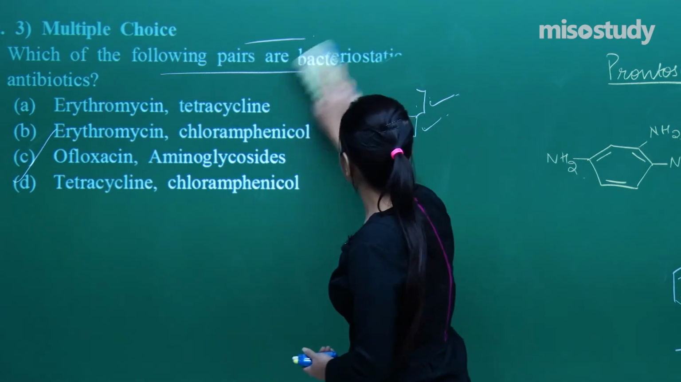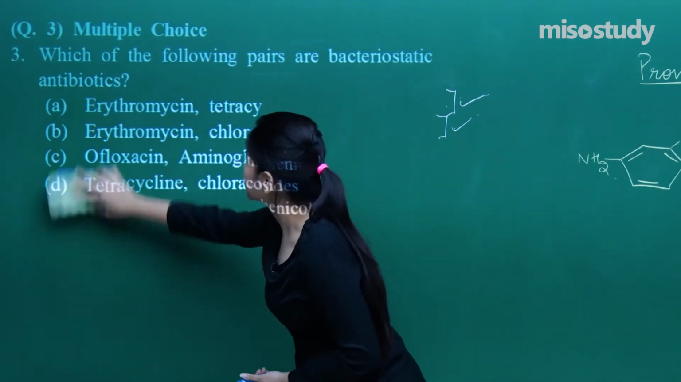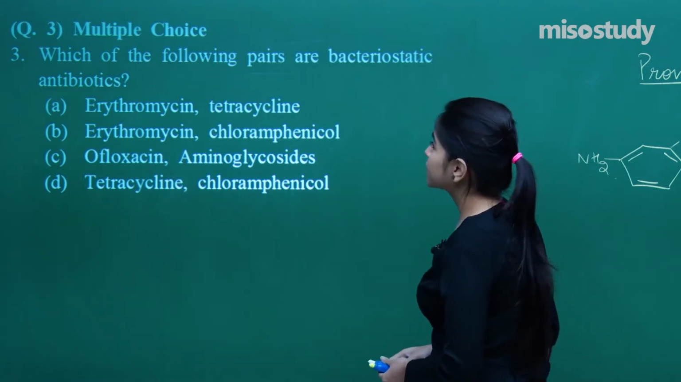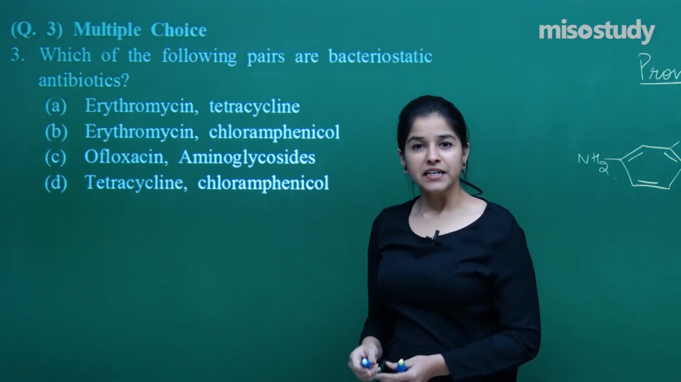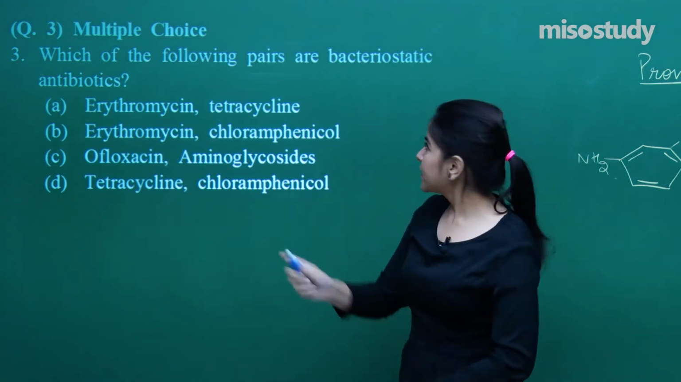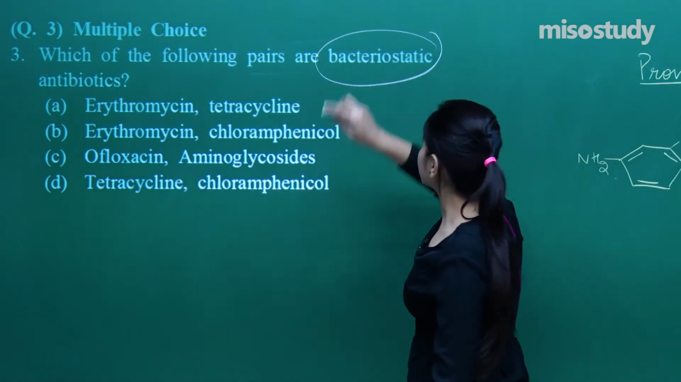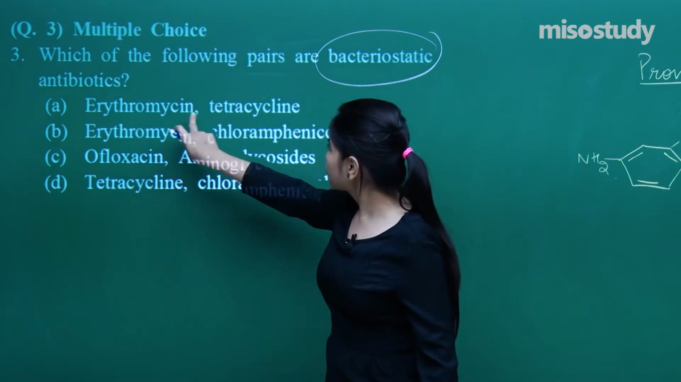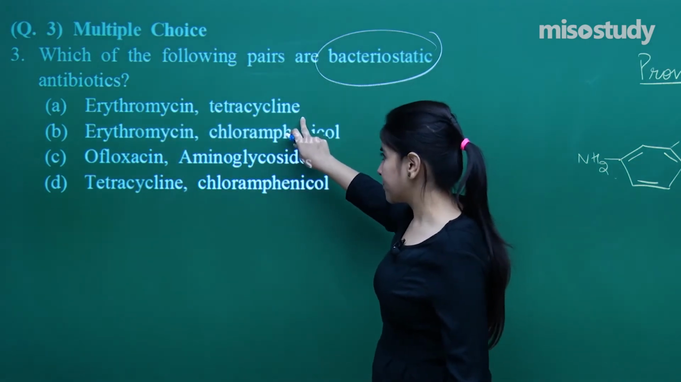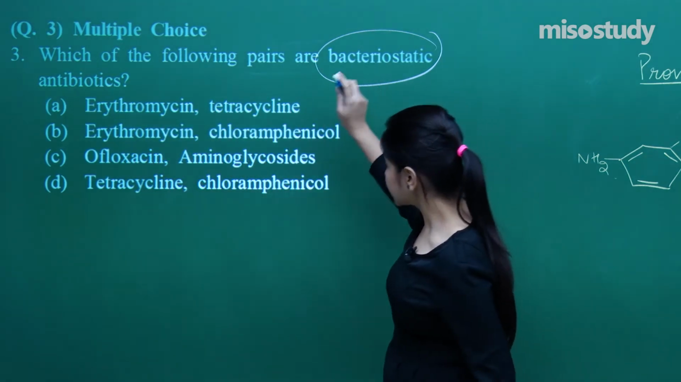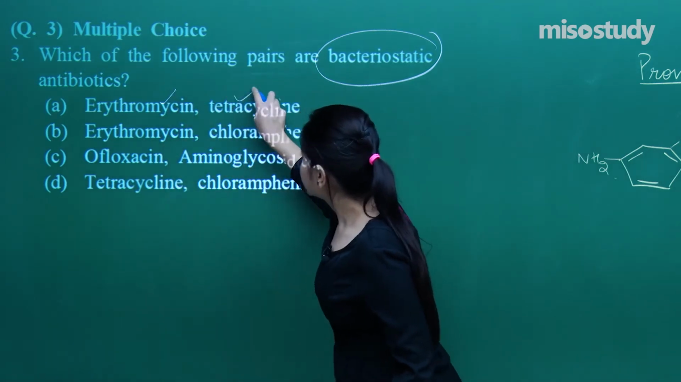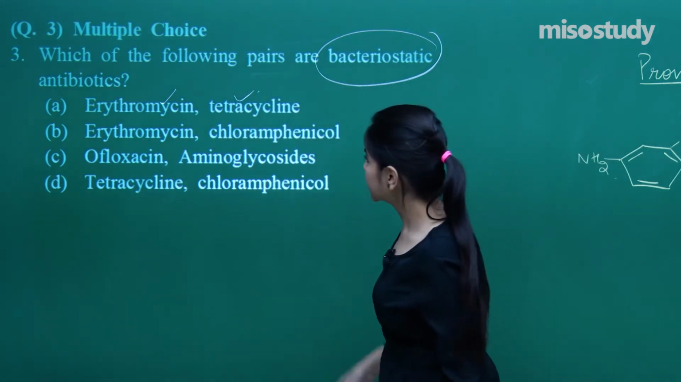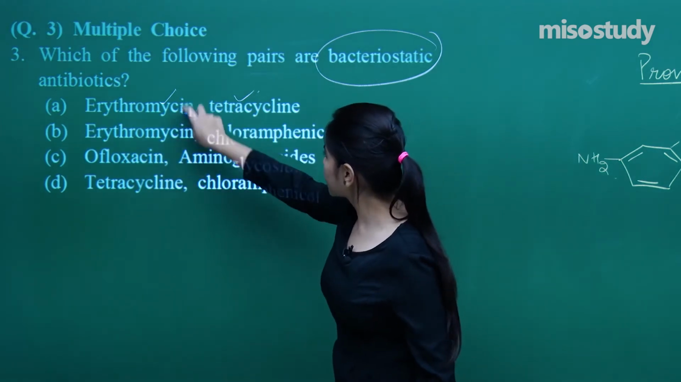What do we have? We have got a multiple choice question here. That is, which of the following pairs are bacteriostatic antibiotics? Again you need to find out antibiotics, but in the case of bacteriostatic. So what all we have? Erythromycin, tetracycline. So is it bacteriostatic? Definitely yes. These two are bacteriostatic, they are stopping the growth of bacteria. Erythromycin again, similar kind of an option.